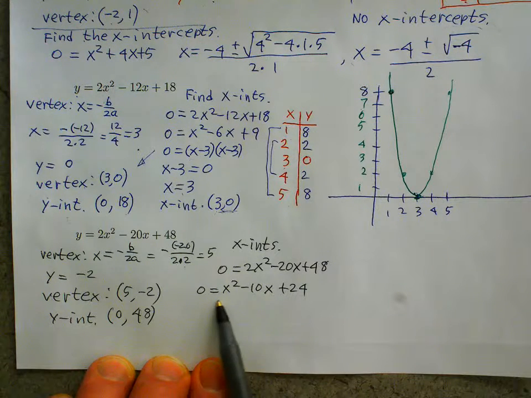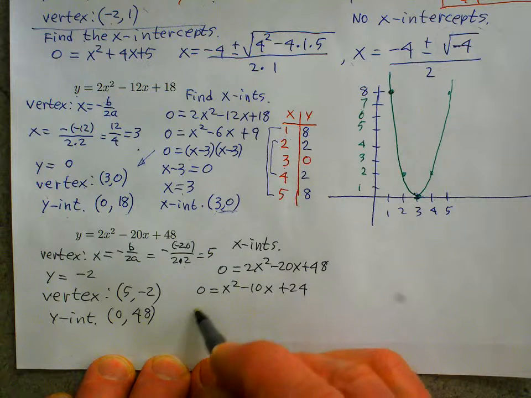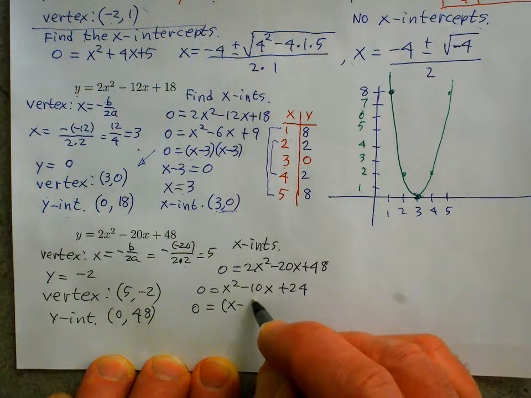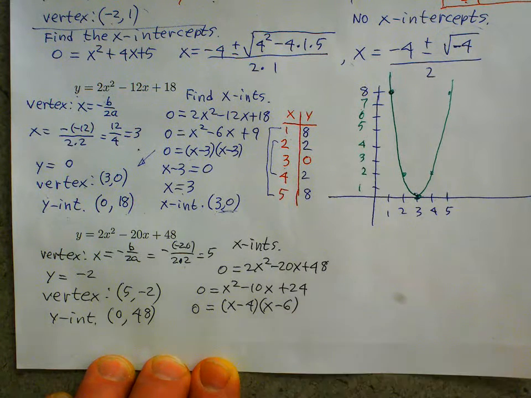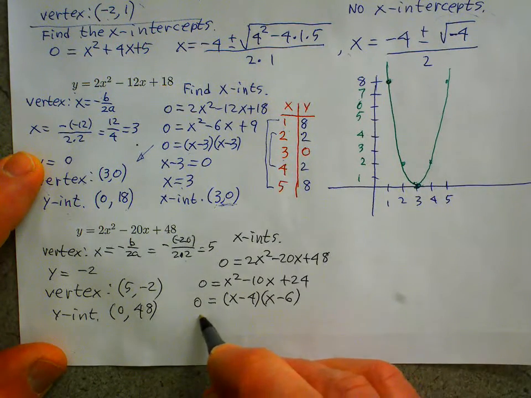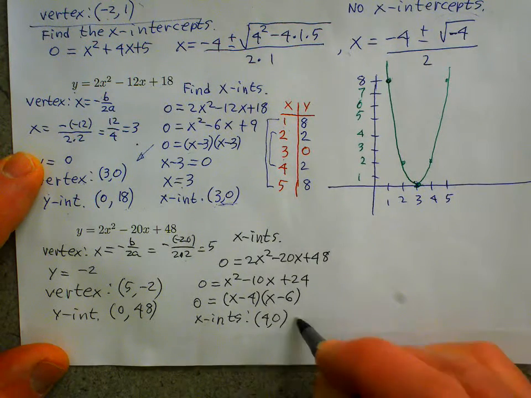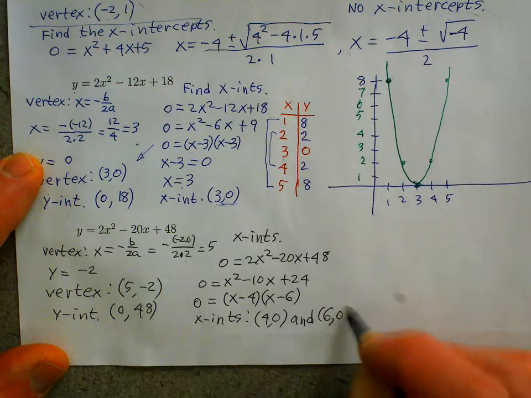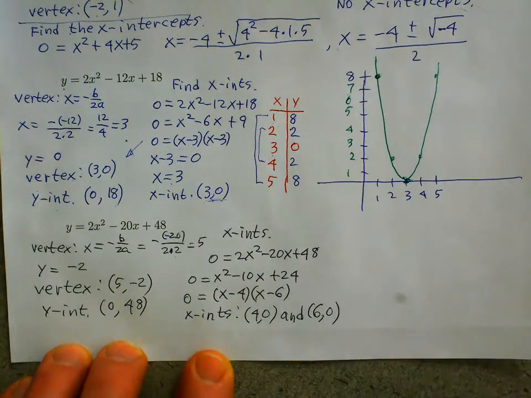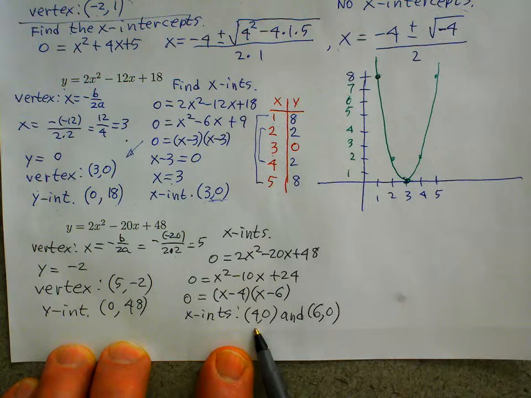This factors pretty nicely. You can always use the quadratic formula if you want, but the two factors are x minus 4 times x minus 6. And so the x-intercepts are the ordered pairs 4, 0 and 6, 0. So we can plot 3 points: the vertex 5, negative 2, and the x-intercepts 4, 0 and 6, 0.